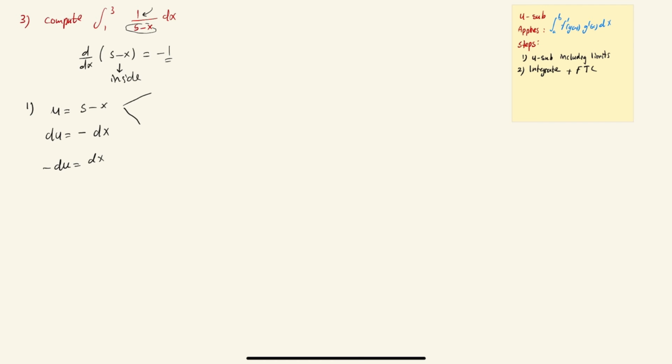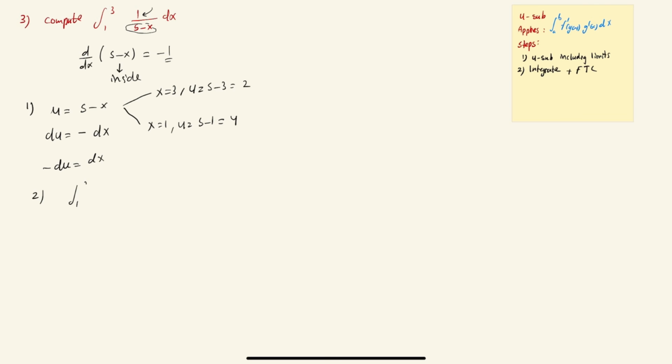Now in the limits we have 1 and 3. We want to write these in terms of u. So if x equals 1, u is going to be equal to 5 minus 1, which equals 4. And in the case of x equal to 3, u is going to be equal to 5 minus 3, which equals 2.